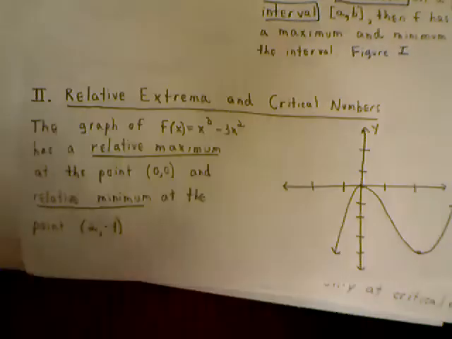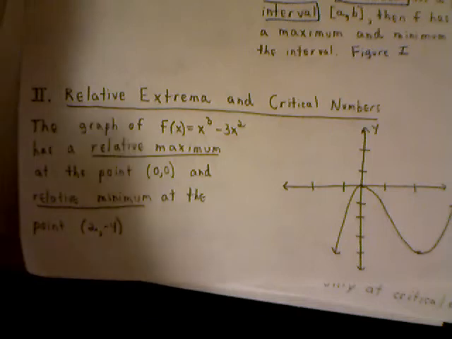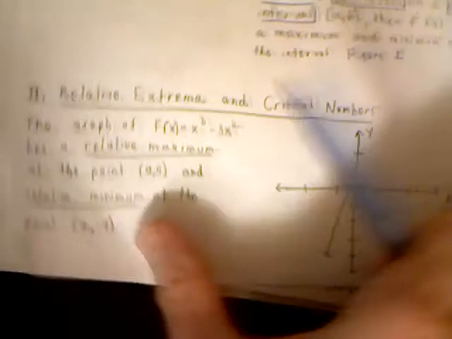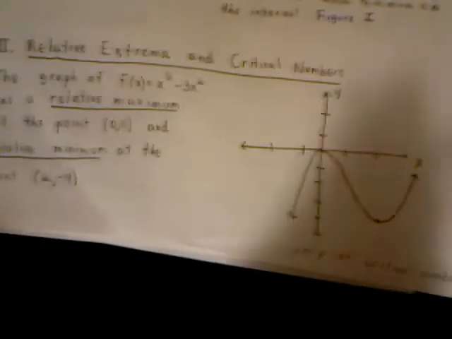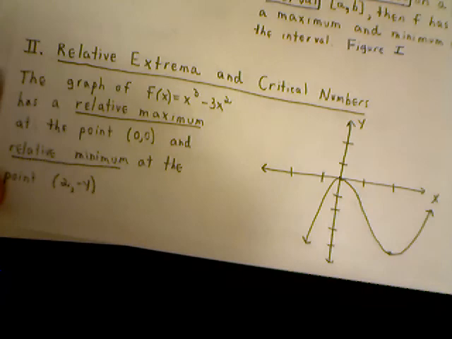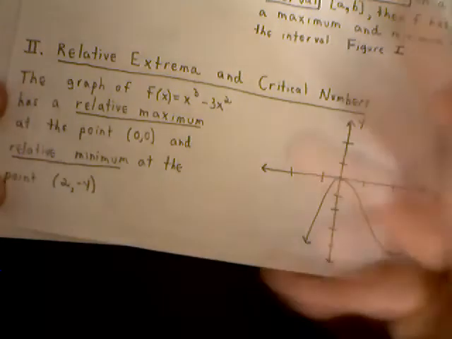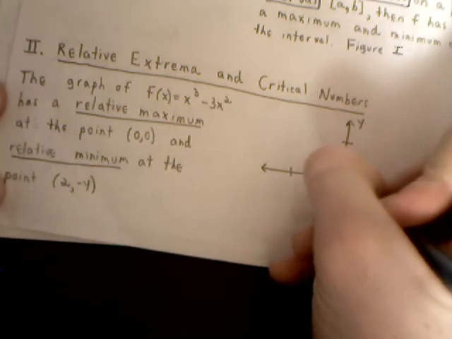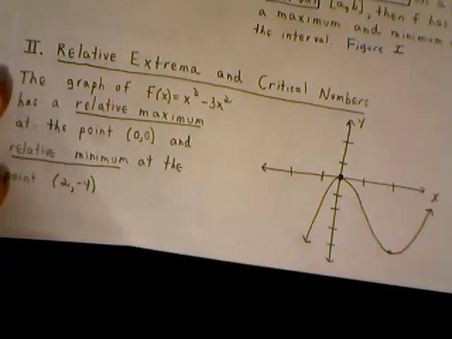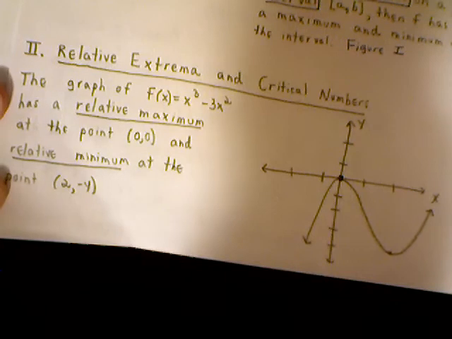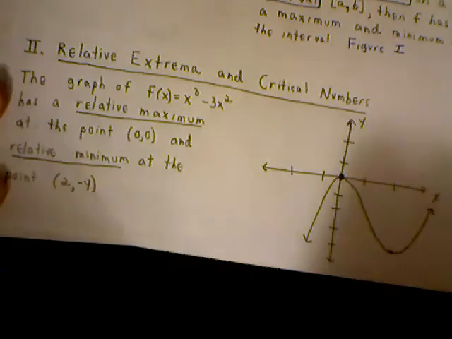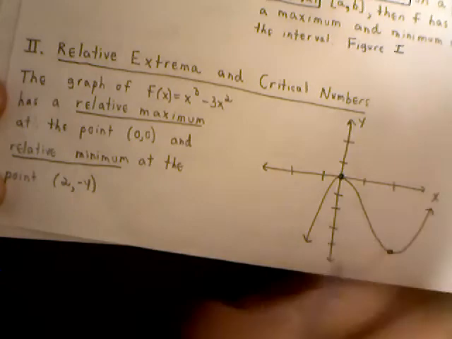Now, we can also talk about something called relative extrema and critical numbers. So over here, I have the graph of f(x) = x^3 - 3x^2. This graph has a relative maximum at (0, 0), so that's this point right here, and a relative minimum at the point (2, -4).